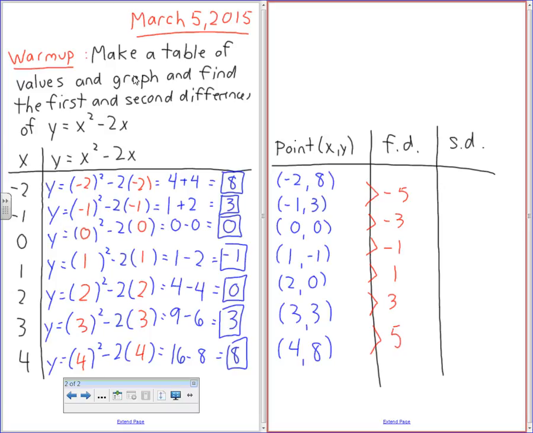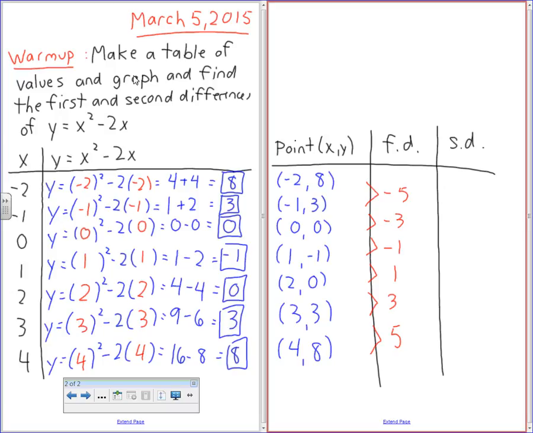Okay, please be brave and ask if there's a question on where those came from. What we did was, Jenna did hopefully correctly, the lower minus top, right? That's what happened. So the first one was 3 minus 8 is negative 5. Then 0 minus 3 is negative 3. Then negative 1 minus 0 is negative 1. 0 minus negative 1 is plus 1. 3 minus 0 is 3, and 8 minus 3 is 5. All good?